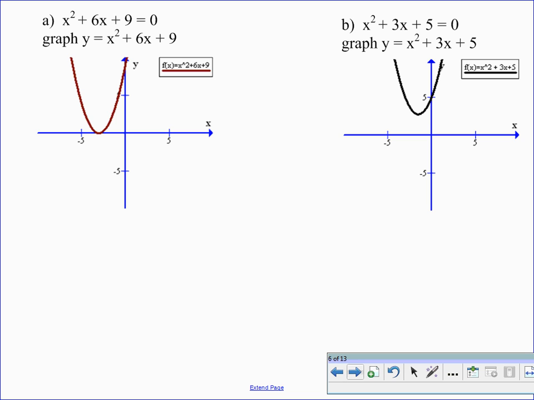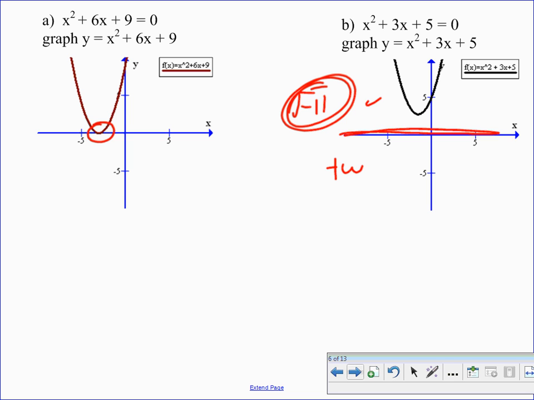Here is that first one, and we had said in our original answer there would be one rational answer. Well, sure enough, right there, there's going to be one answer. On the second one, where we remember we got negative 11 as our discriminant, notice there are no zeros. The graph never crosses the x-axis. So we know that there's two complex zeros. They're going to contain i.